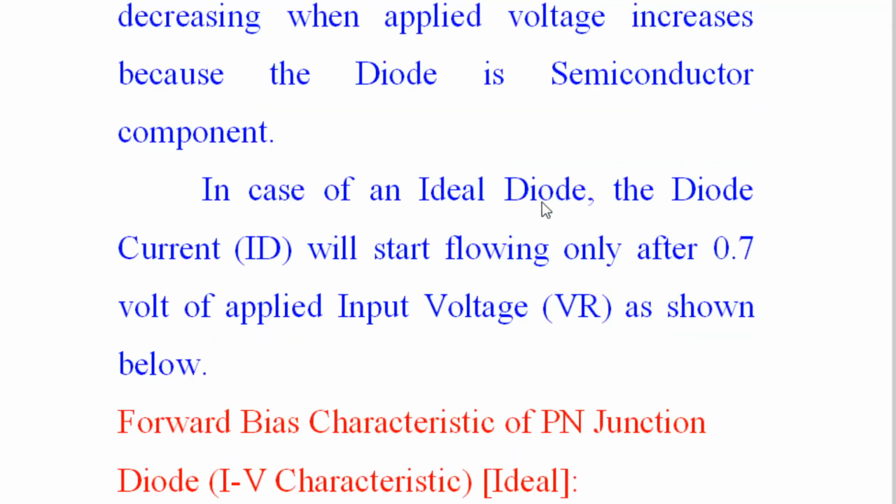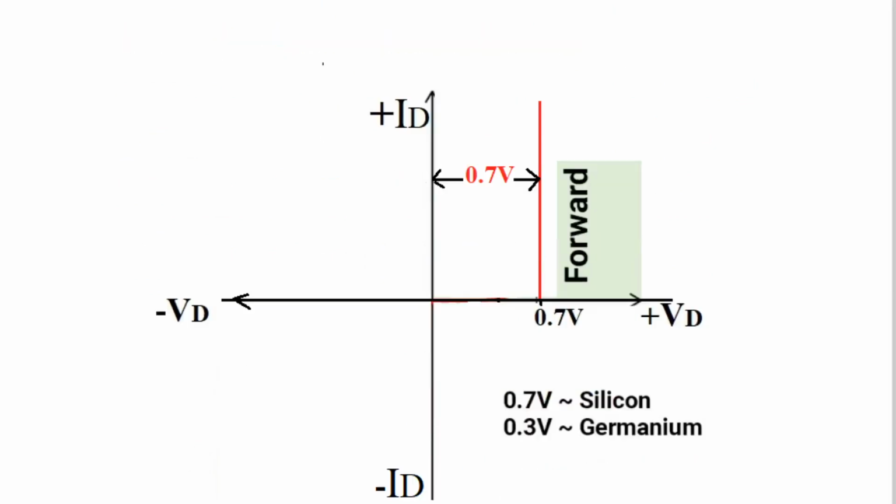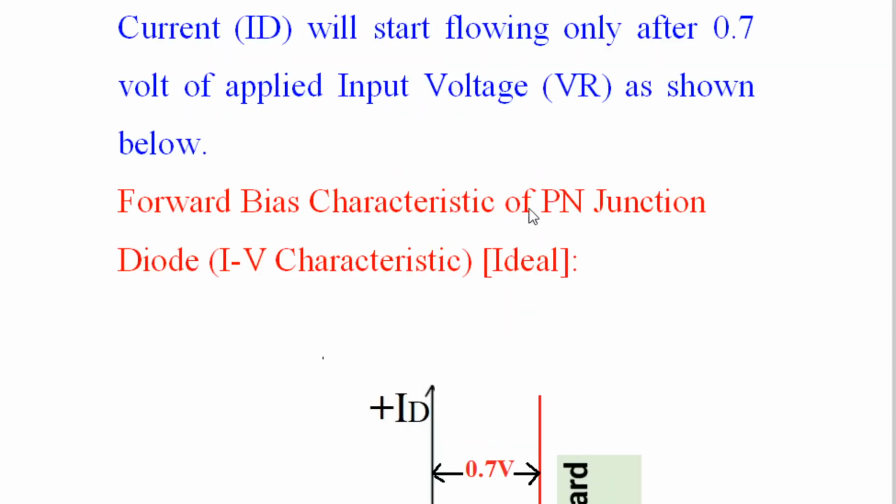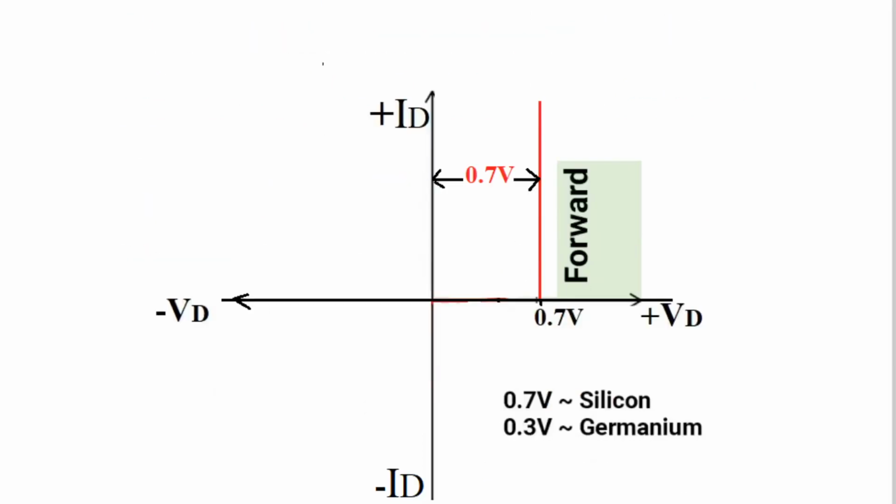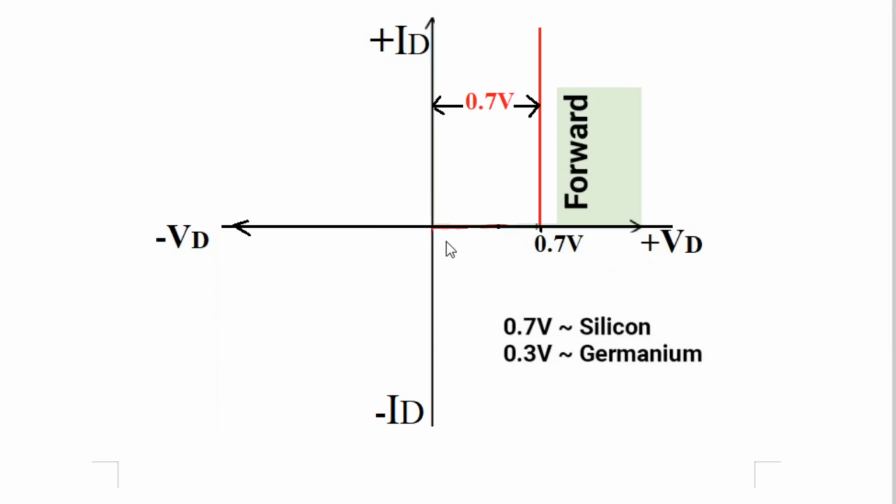In case of an ideal diode, the diode current ID will start flowing only after 0.7 volt of applied input voltage VR, as shown below. These are the forward bias characteristics of a PN junction diode (ideal). In the ideal case, up to 0.7 volt the current is zero. No current is shown up to 0.7 volt, and after 0.7 volt the current starts flowing.